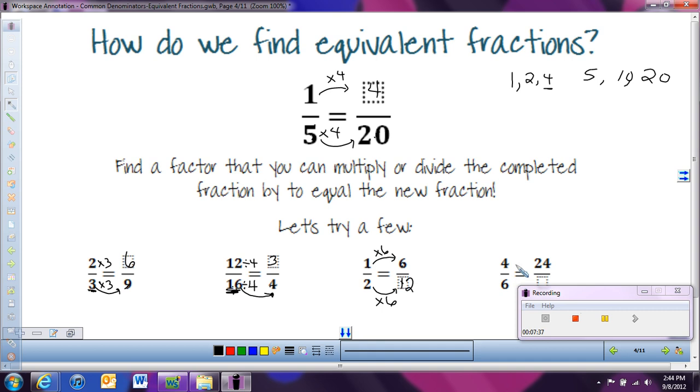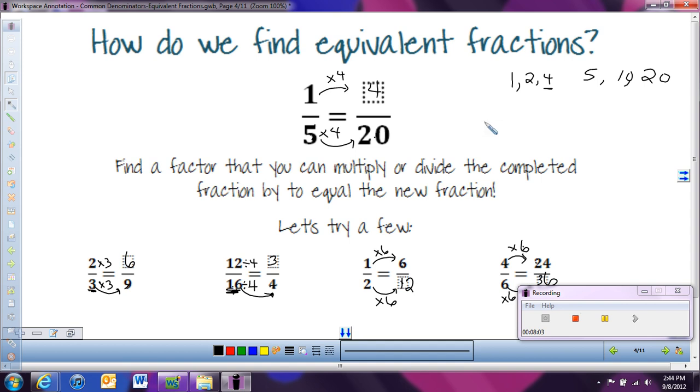And we can try one more over here. Again, we have the numerator. We're looking for the denominator. And we're starting with 4, and we're going to 24. Our number is getting bigger, so we're going to have to multiply again. 4 times what will give us 24? 6. 4 times 6 is 24. Whatever we do to the top, we're going to do to the bottom. So here we have 6 times 6 is 36.